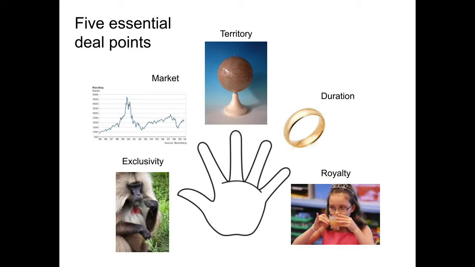Finally, the last point is royalty, or really any kind of fee or money consideration. And obviously that's a very important point for an agreement, and it can have many different forms. I associate that with the pinky finger because, as you can see in the picture, a little girl sticks out her pinky when she wants to be a princess.